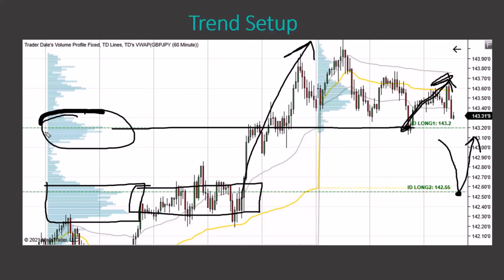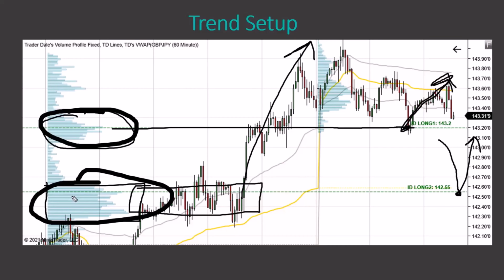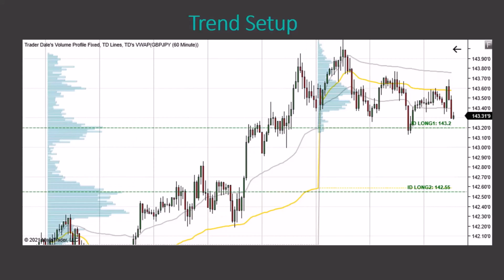All right, this is trend setup. This is volume accumulation setup. Anyways, however you call it, you basically always trade from the heavy volume areas, right? That's the main idea behind those two setups. Heavy volume area, wait for pullback, and enter your trade.